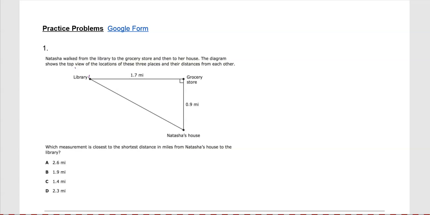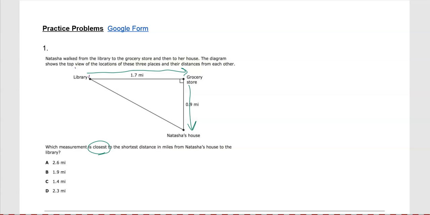So number 1, Natasha walked from the library to the grocery store and then to her house. So she went from the library to the grocery store, then to her house. So notice I drew a picture there. The diagram shows the top view of the locations of these three places and their distances from each other. Which measurement is closest to the shortest distance in miles from Natasha's house to the library?